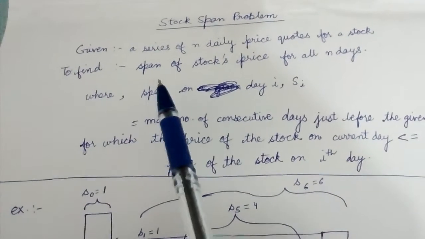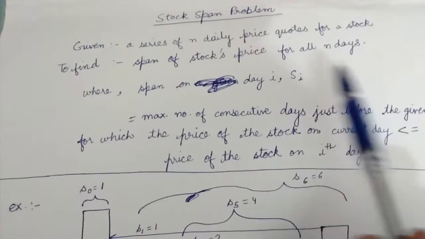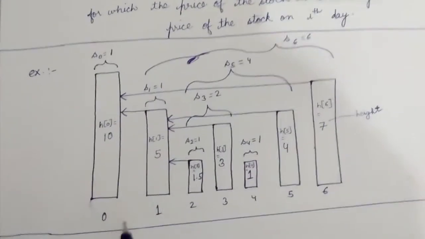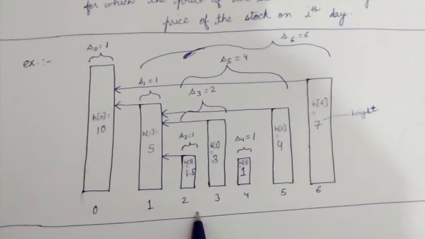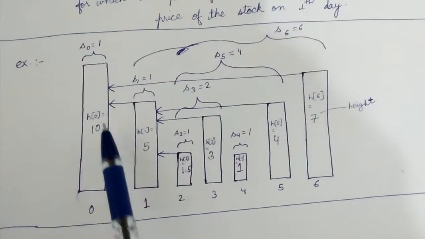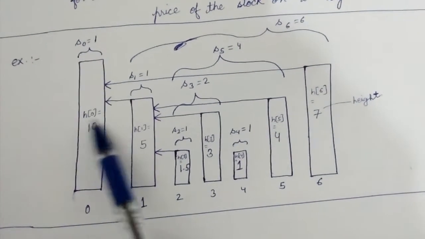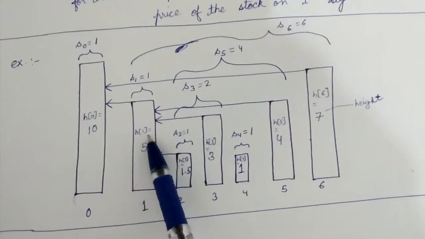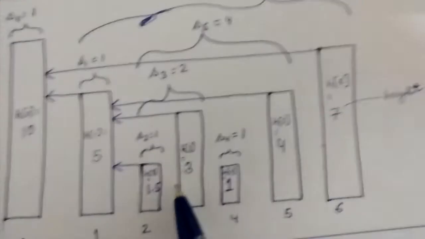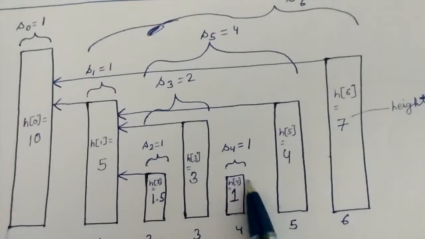What we need to find? We need to find the span of stock's price for all n days. So let's look at this diagram. So this is day 0, this is day 1, this is day 2, this is day 3, 4, 5, 6. And on day 0 the price of stock is given by the height of this bar, which is h0 equal to 10, h1 is equal to 5, h2 is equal to 1.5, h3 is equal to 3, h4 is equal to 1, h5 is equal to 4, and so on.